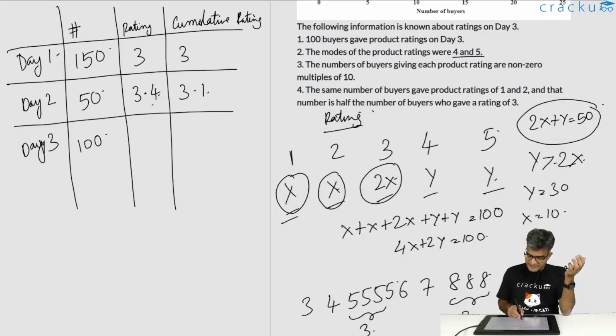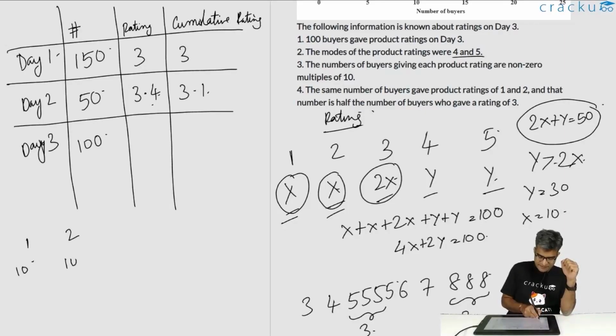Because if X is equal to 20 over here, 2X will be 40 and Y will be 10. That is not possible. If X is equal to 10, then this will work out. For any other multiple of 10, this won't work out. This would imply that on day 3, rating 1 was given by 10 people, rating 2 was given by 10 people, rating 3 was given by 20 people, rating 4 was given by 30 people, and rating 5 was given by 30 people.